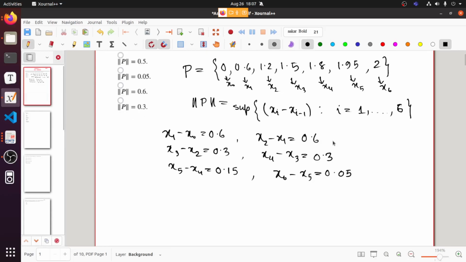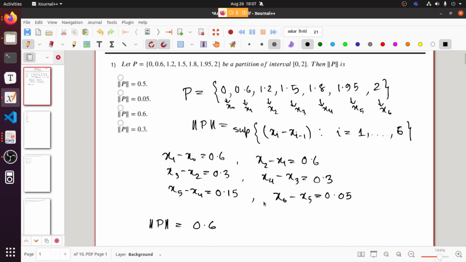Now you have to find the maximum among these. So what will be the maximum or supremum? Among them, x1 minus x0 and x2 minus x1 give 0.6. So the norm of P will be 0.6, because this is the maximum among all of those. So the norm of the partition is 0.6. Which option is correct? Option C.